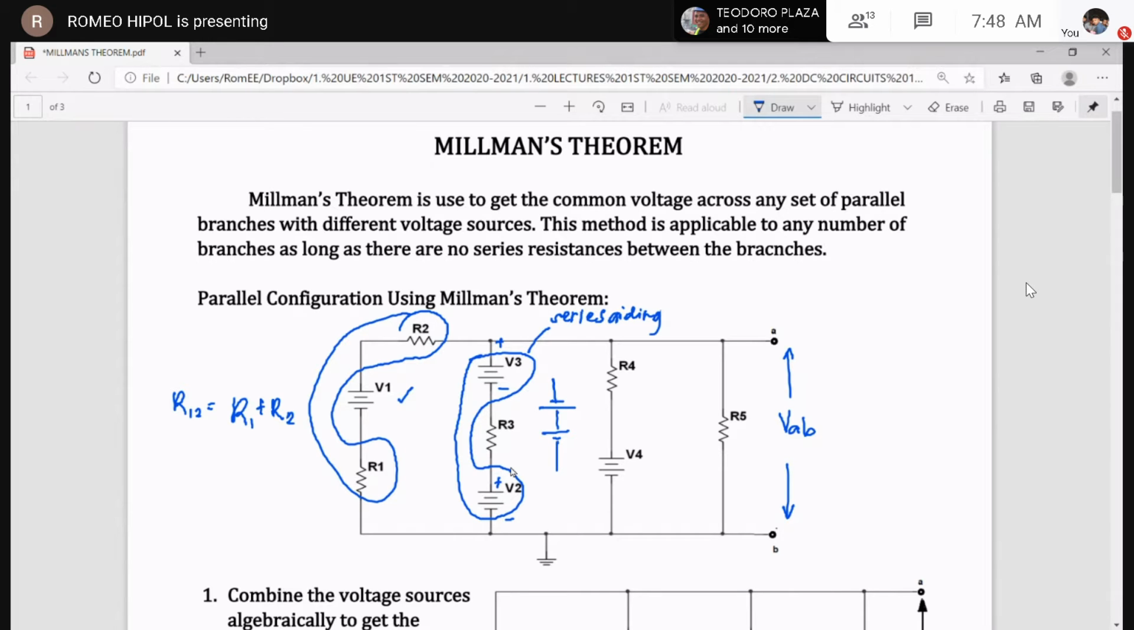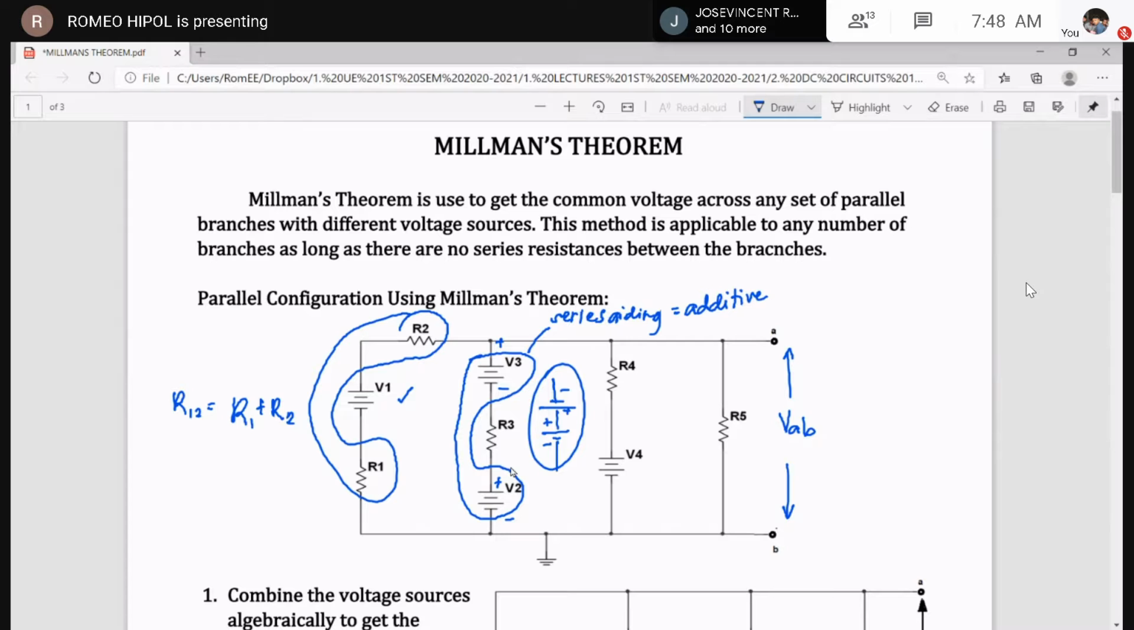So, in this case, we have a positive, negative. So, in series aiding position, so meaning additive, yung polarity. Naintindihan yung equivalent supply.